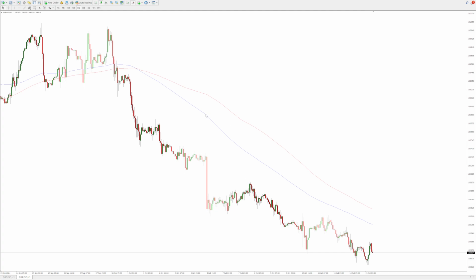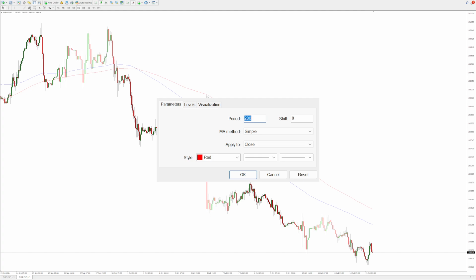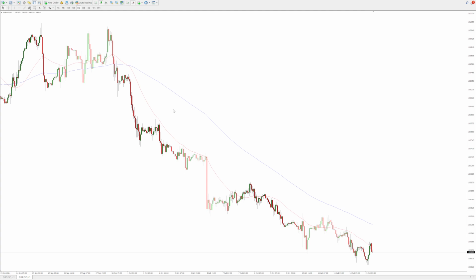Okay, so we'll put this one back to 50 and weighted, just so that we know on our charts these are both weighted moving averages, and the 50 and 200, which, as I said, are two of the most important moving averages used by many traders.